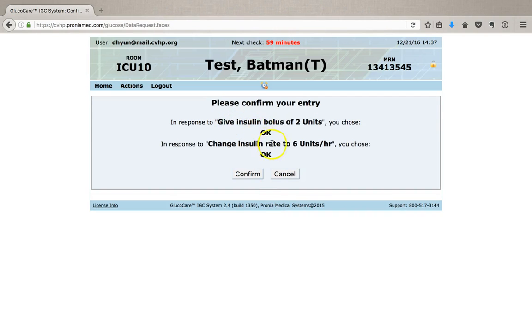We have our confirmation. So remember, always use this confirmation. Give insulin bolus of 2 units. We chose OK. Change insulin rate to 6 units per hour. We chose OK. Because you always have the option here of going back and changing it. So let's go ahead and confirm.